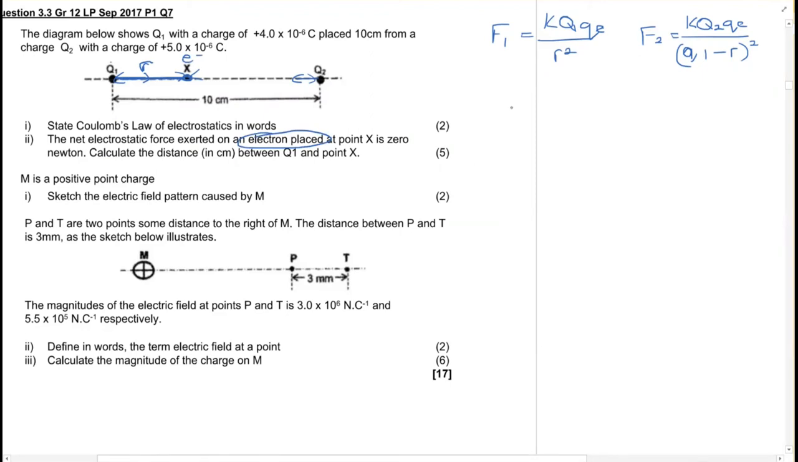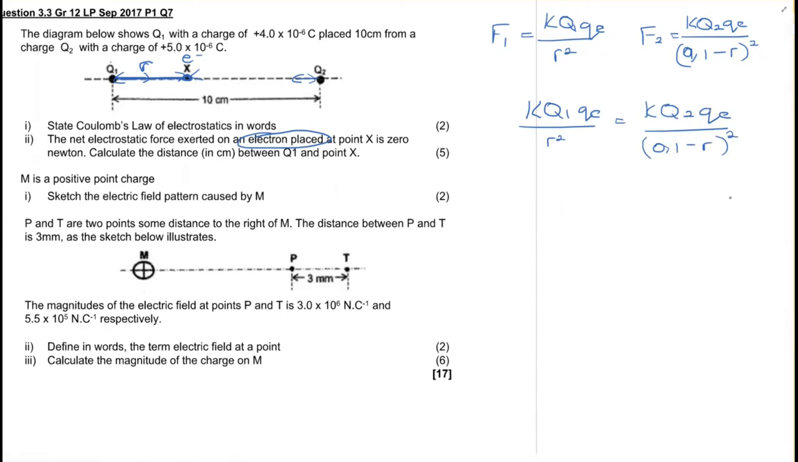Now, guys, so these two forces are equal to each other. So we're going to say K Q1 times the charge on the electron over R squared is equal to K Q2 times the charge on the electron over 0.1 minus R, and that is squared. Equating the two formulae together gives you your first mark. Now, substituting in gives you your second mark. But before you substitute in, just notice what cancels out.